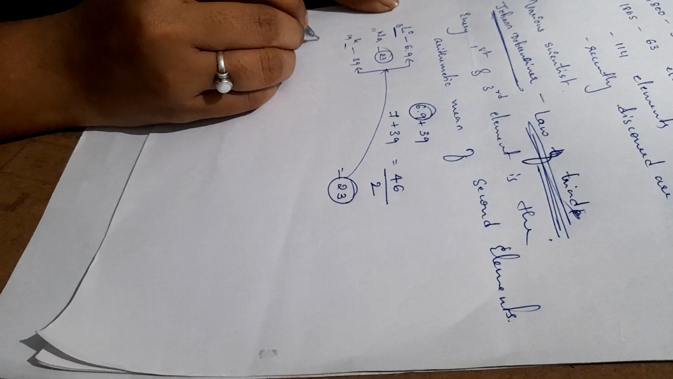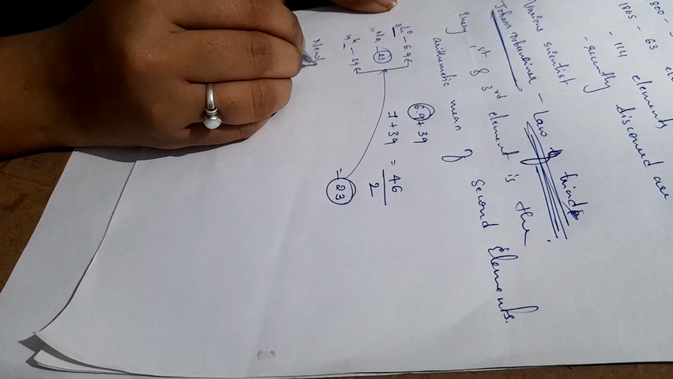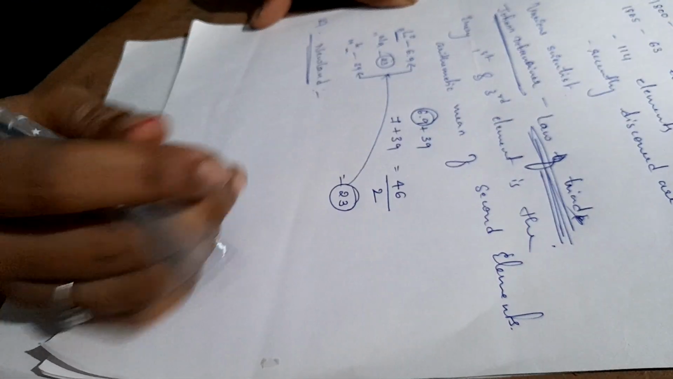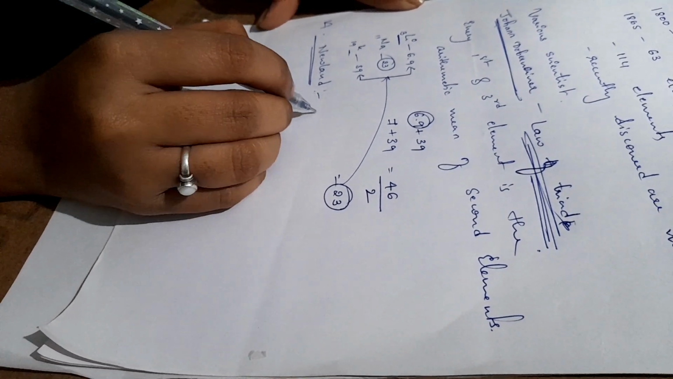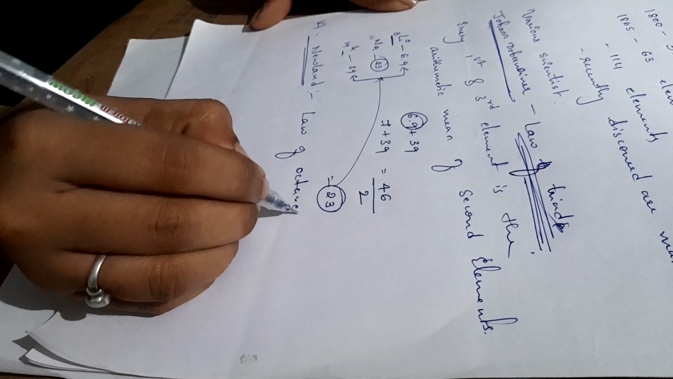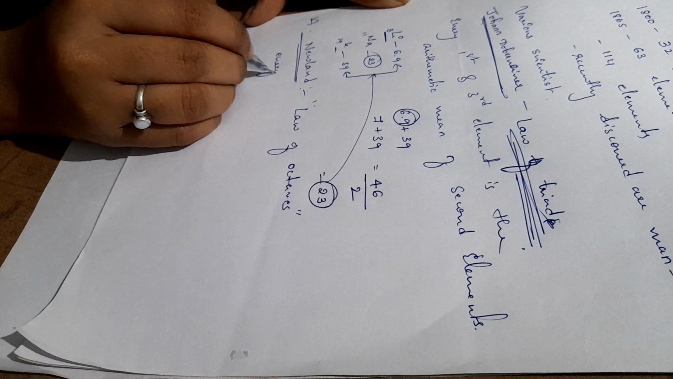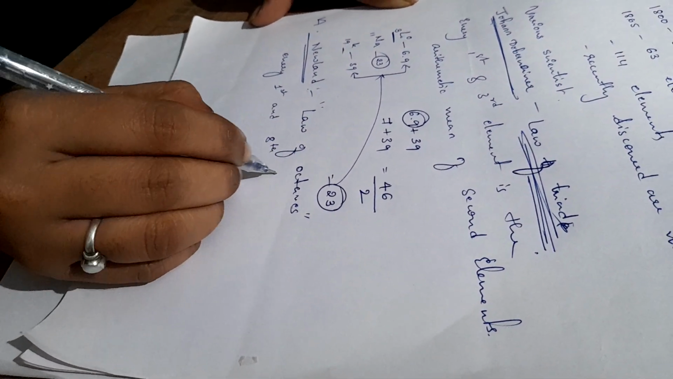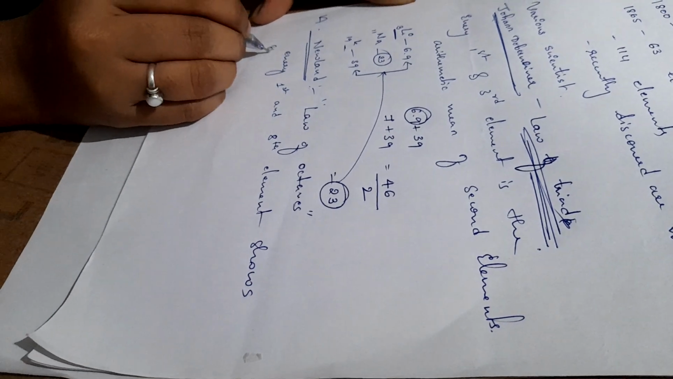Later on, Alexander Newland came up with a new idea of arranging the elements in the periodic table, according to the law of octaves, which states that every first and eighth element shows similar properties.